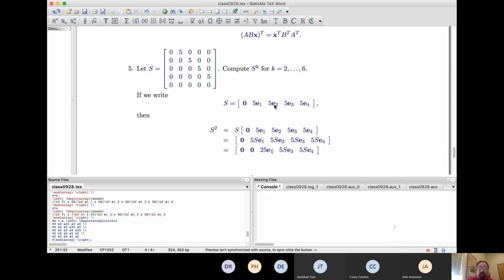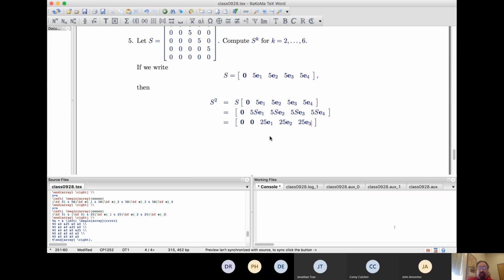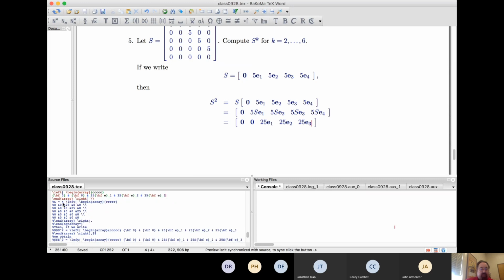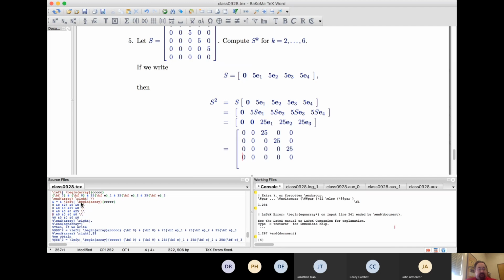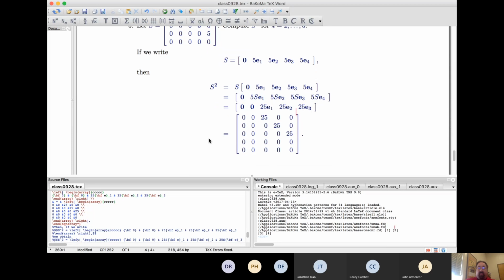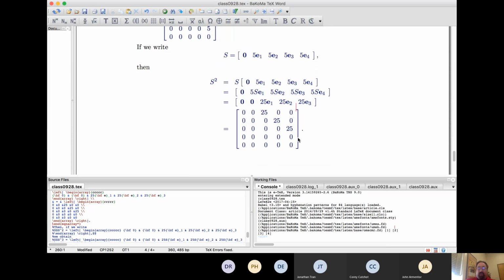Third column of S is 5E2. Now I'll have 25 E2. Fourth column of S is 5E3. So now I'll have 25 E3. So now I've worked out what all the columns are, and then I can go ahead and take into account what are E1, E2, E3, etc., and actually write out the full matrix. So that's it. That's S squared.